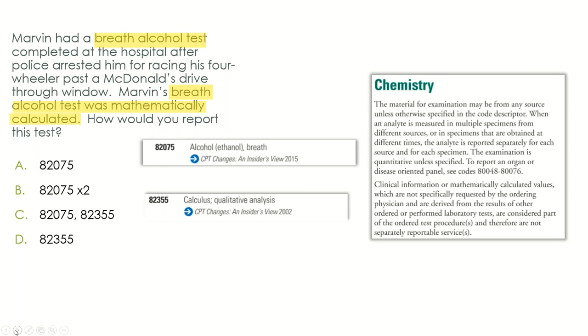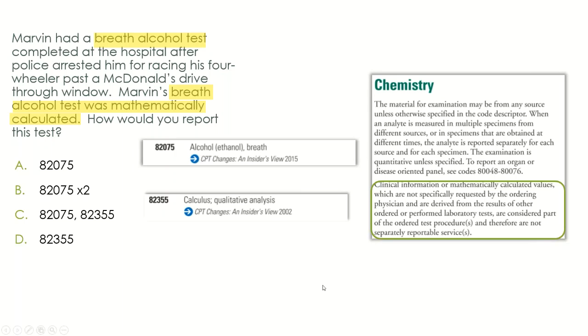Well, we look at our guidelines, all right? The beginning of the chemistry section tells us, number one, clinical information are mathematically calculated values that are not specifically requested by the ordering physician, are derived from the results of the ordered or performed laboratory tests, are considered part of the procedures and not separately reportable services. So basically, when you're in the charge for 82075 and for most tests, the calculations are already bundled in there, so you don't code for them separately. That's what that means. All right.